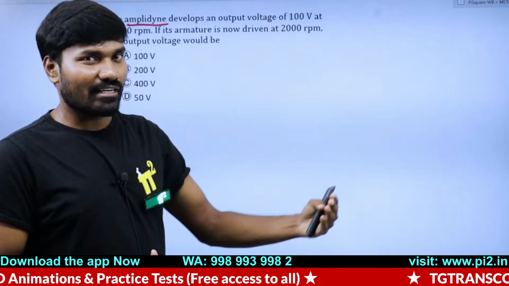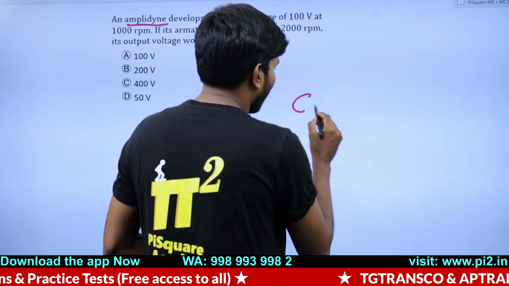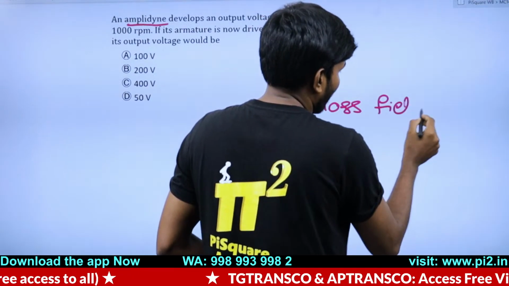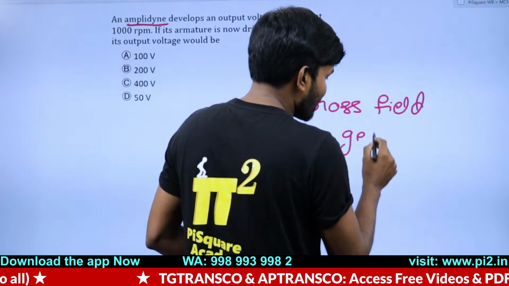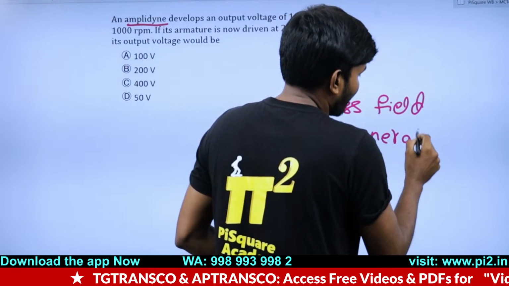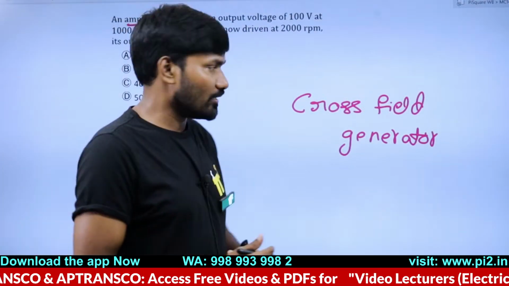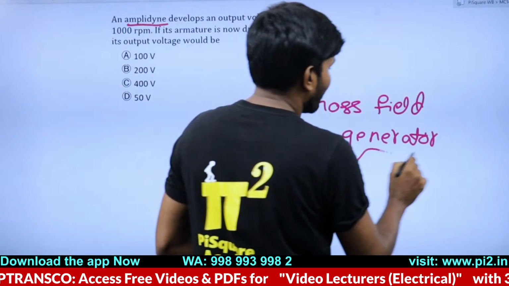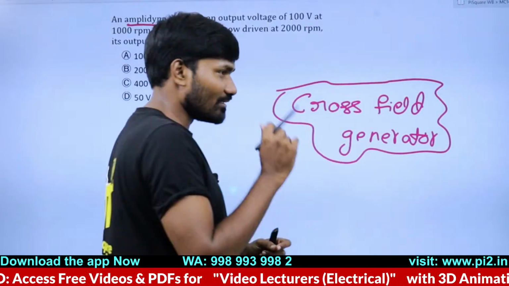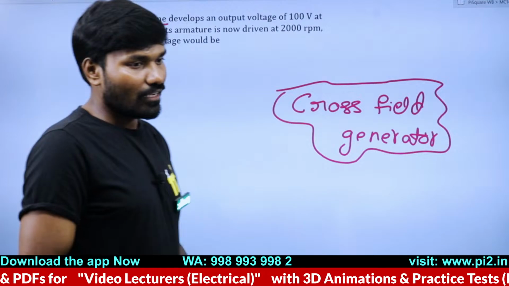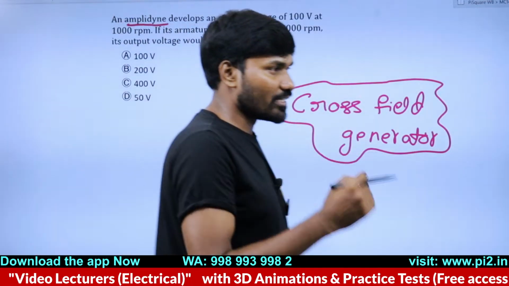What are these amplidyne, metadyne? There are other special generators. They all come under a category of cross field generators. They are DC generators, but their structure is a little different. We're going to see those differences also in this session. If there is a question at any point of time, you can just give it in the comment.